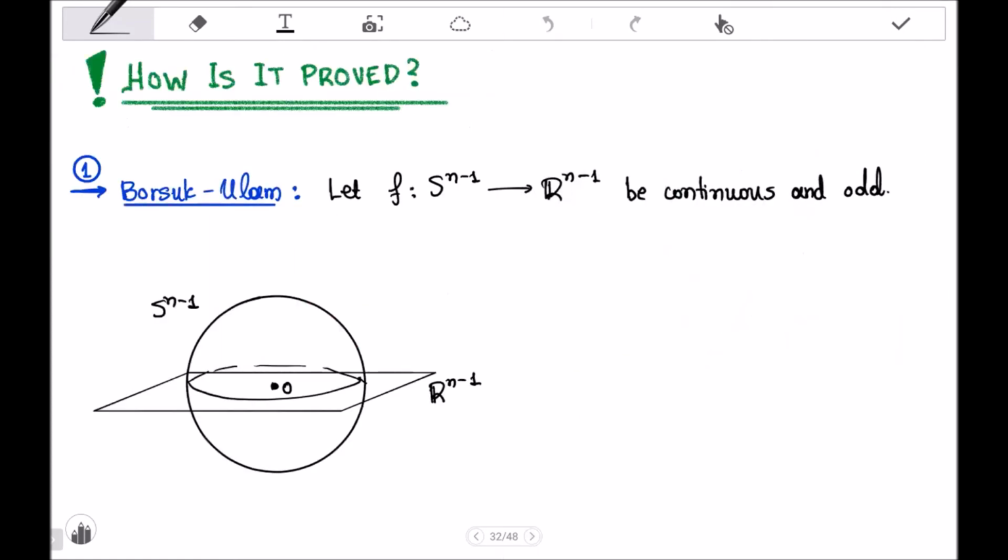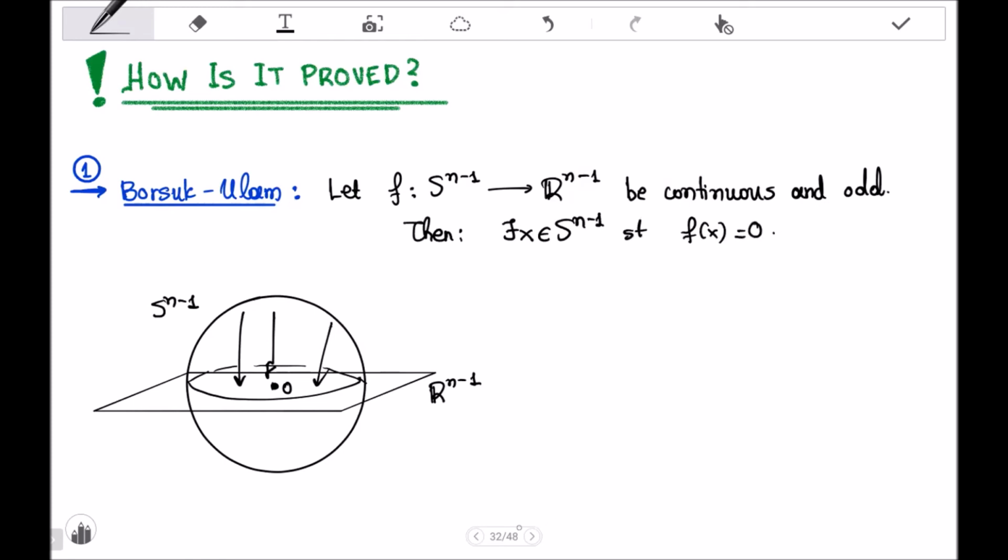So here is where topology is used. We use the Borsuk-Ulam theorem, which says that if we start with a function from a sphere into the hyperplane below, okay, that's important, that is continuous and odd. By odd, we mean that antipodal points are mapped to opposite vectors. Then there will exist a point that's mapped to 0. There exists a point on the sphere such that f of x is 0.